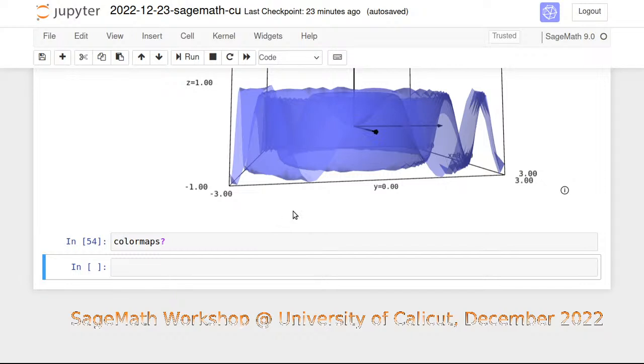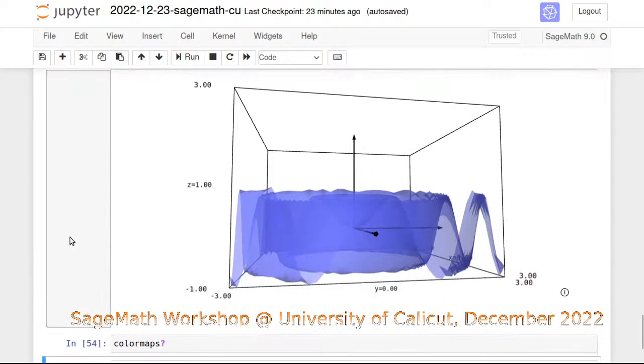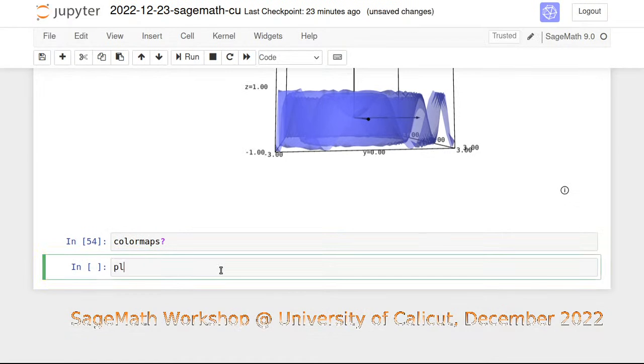Now let me define a plot function once again, a plot3d function. The same plot probably I will use, or otherwise I will use f of x equal to x square plus y square itself. Plot3d. A sine function is probably better.